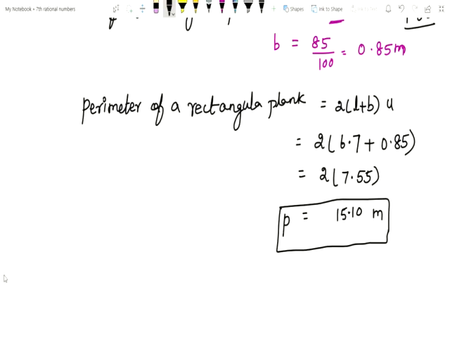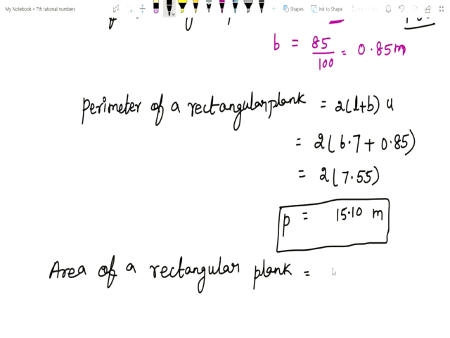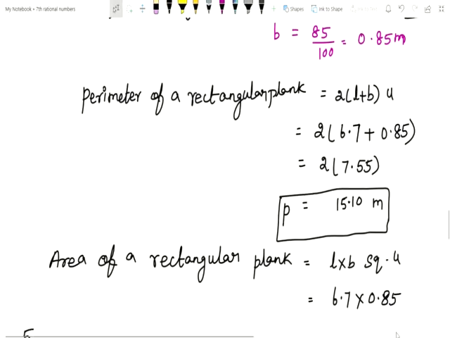Next we need to find out area. Area of a rectangular plank equal to L into B square units. So 6.7 into breadth is 0.85. Okay. Now you multiply this.